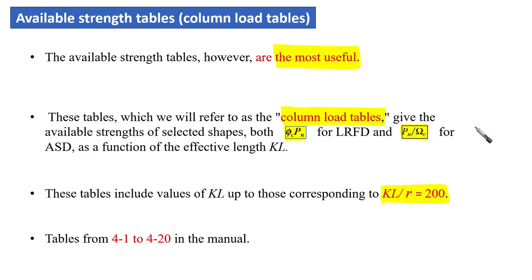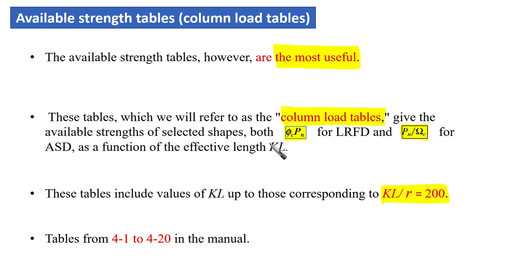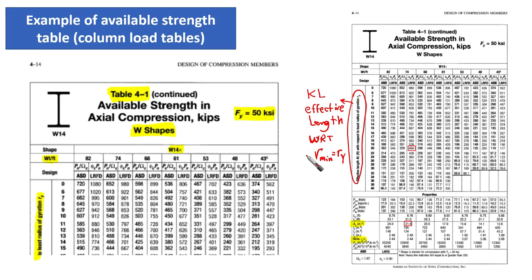Here we are dealing with the effective length. Yes, it is also related to the minimum radius of gyration, but again, the table itself is highlighted, or the title of the first column is going to be titled with the KL. So this is an example of the available strengths table. We call it column load tables.